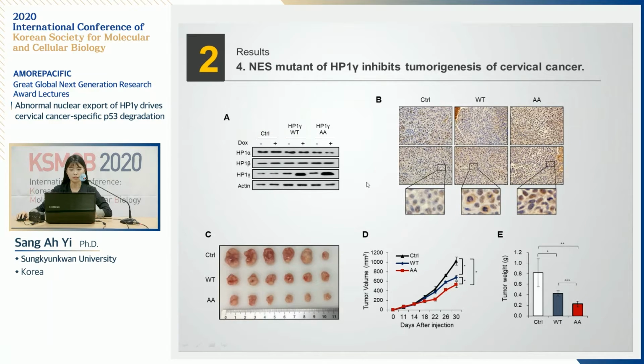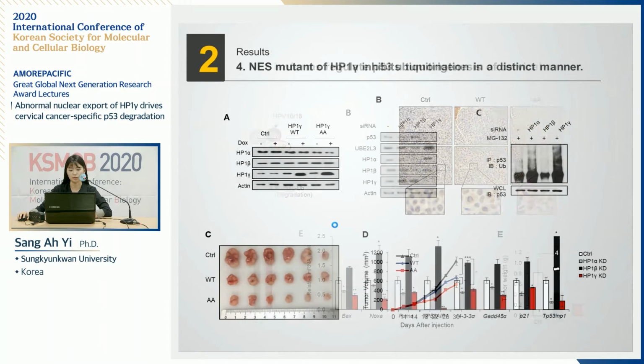And then we tested the tumorigenesis of HP1 gamma expressing cervical cancer cells. And these data show that overexpression of HP1 gamma decreased the tumor size, and NES mutant HP1 gamma was only detected in the nucleus, showing a stronger anti-tumor effect compared to wild type.